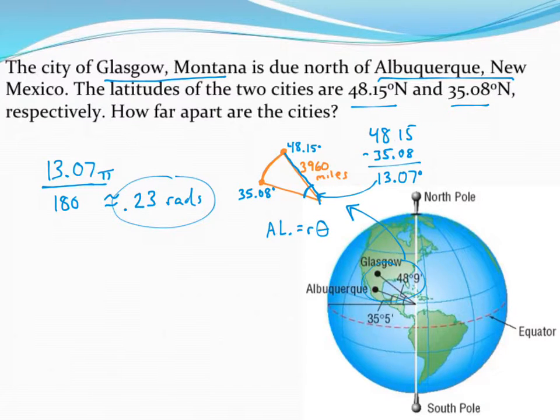Now I have all the information I need to answer this question and figure out how far apart those two cities are. The distance between them would just be the arc length on the surface of the Earth, at least approximately. The radius we said was 3,960 for the radius of the Earth, times our radian measurement for the angle between the two cities. And once I do this multiplication, I get a distance of approximately 910.8 miles.